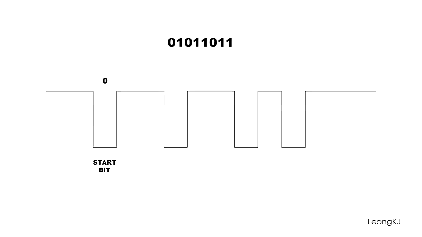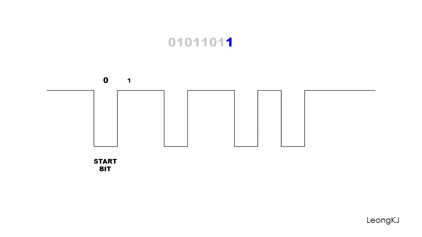Let's use this data as an example. This is the MSB or most significant bit. This is the LSB or least significant bit. The LSB is transmitted first, followed by the next bit.